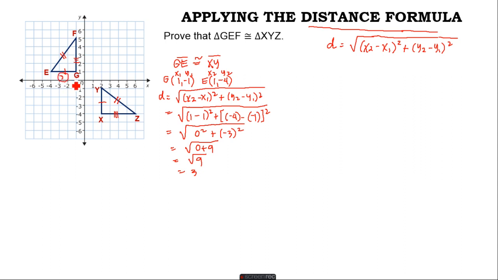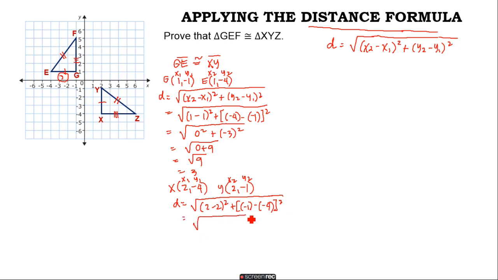Now, this side should be equal to this side. Let's find XY. The coordinates of X are 2 and negative 4, and Y is 2 and negative 1. Again, label x sub 1, y sub 1, x sub 2, y sub 2. Following the formula again, d is equal to x sub 2, which is 2, minus 2, squared, plus negative 1 minus negative 4, and then squared.